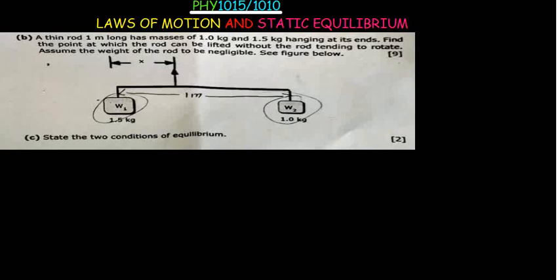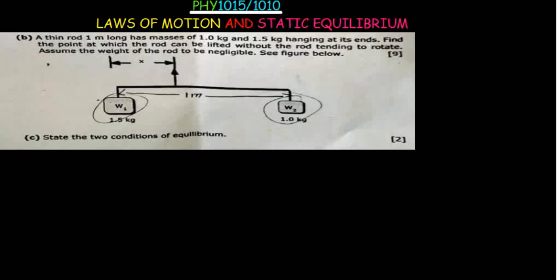We're going to consider this one. A thin rod, 1 meter long, has a mass of 1 kg and 1.5 kg hanging at its ends. Find the point at which the rod can be lifted without the rod tending to rotate. Assume the weight of the rod can be negligible.